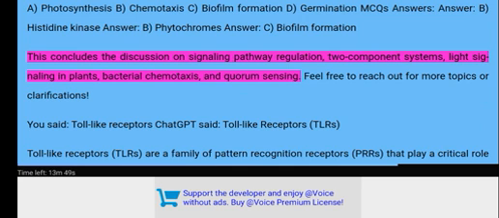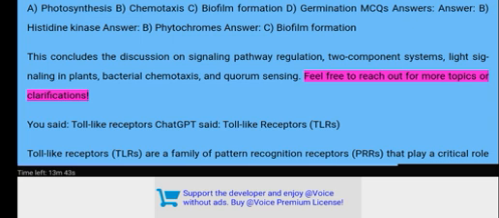This concludes the discussion on signaling pathway regulation, two-component systems, light signaling in plants, bacterial chemotaxis, and quorum sensing. Feel free to reach out for more topics or clarifications.